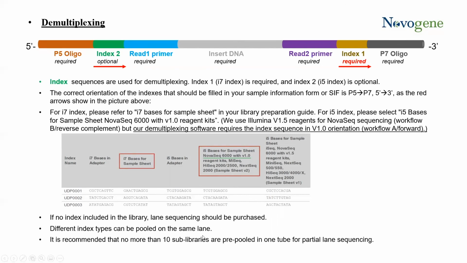It's also recommended that we try to avoid more than 10 libraries being pooled per lane. You can send us more than 10 libraries to be loaded on a lane, but try to avoid sending us more than one tube with 10 sub-libraries in it. It allows us to do further demultiplexing and separation, and to control the library data output.